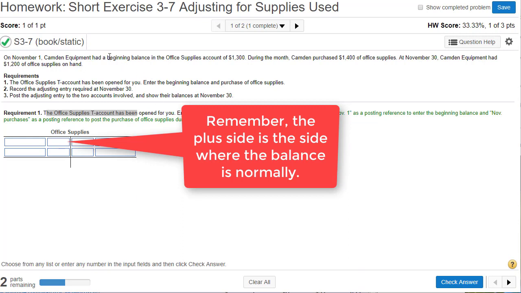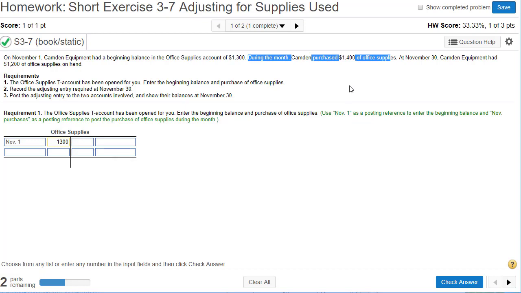So our first task is to put in the beginning balance in the office supplies account. So at the beginning of November, we had $1,300 of office supplies. And then during the month, the company purchased $1,400 of office supplies. So if they purchased more office supplies, is that going to be the debit or is that going to be the credit? Well, it has to be the debit side because that's the plus side.